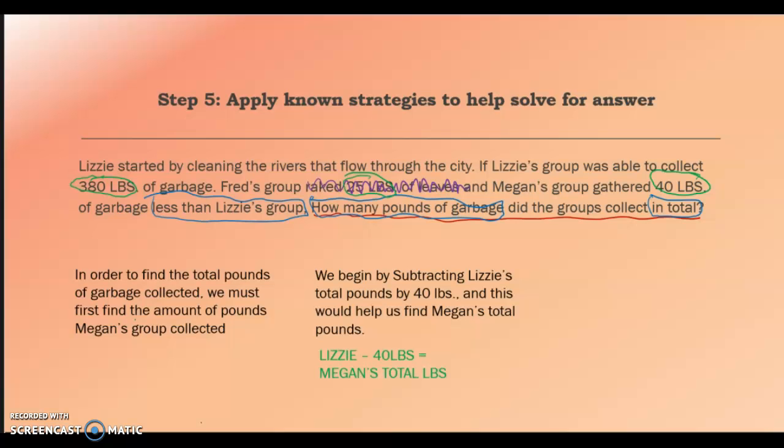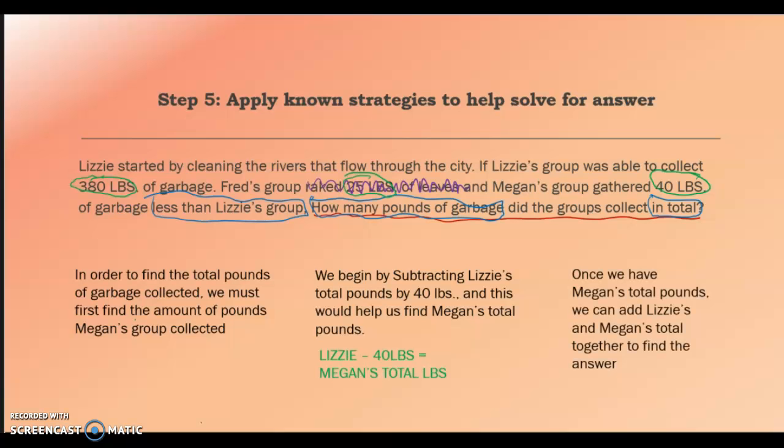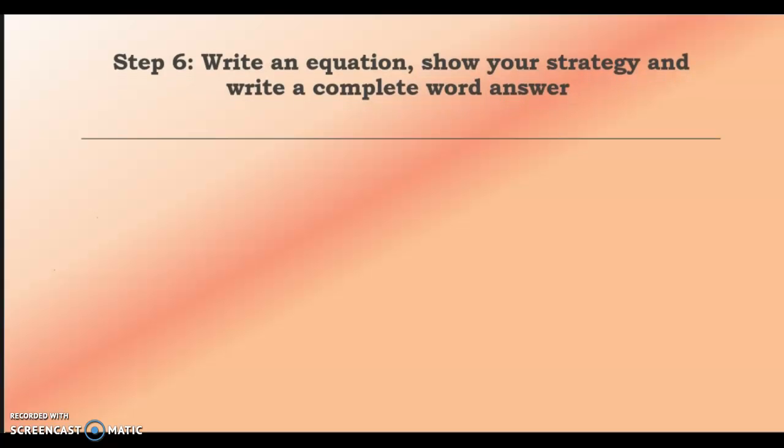Once we have Megan's total pounds, we can add Lizzie's and Megan's total pounds together to find the answer. Lizzie plus Megan equals the total. Next, on our last step, we will write an equation, show our strategy, and write a complete word answer.